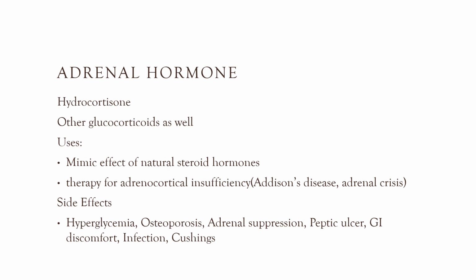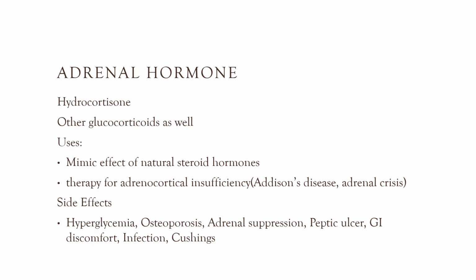Then lastly, we have our adrenal hormone. This is looking at, again, glucocorticoids. Pretty much nothing changes from when we talked about them last week in the pain and inflammation chapter. But when we're using it in the endocrine system, it's usually used to treat adrenal insufficiency for someone with Addison's disease. Typically, we're not going to have a lot of side effects with this when we're using it for adrenal issues, because the dosing is going to be so low.